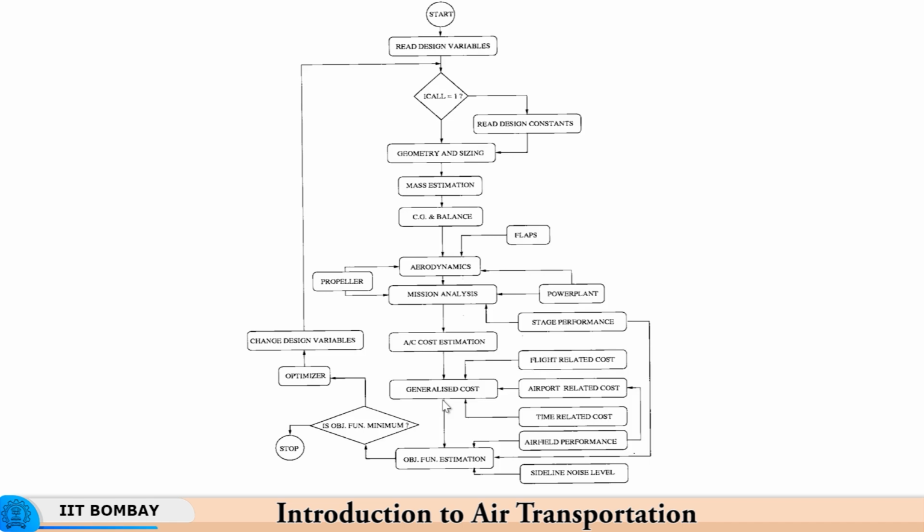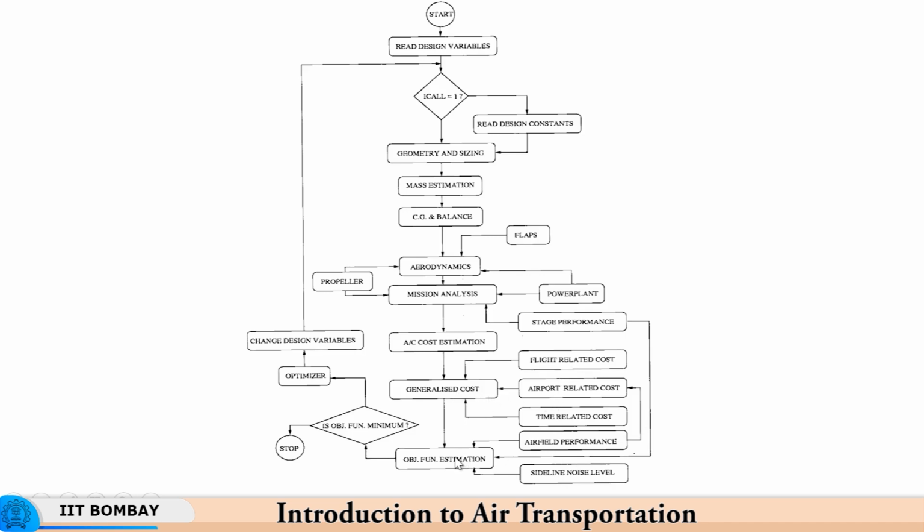Then, using the airfield performance calculations, noise level calculations, and also the costs from various segments, you calculate the objective function, which is the generalized cost of travel, and then you ask a question, is it minimum? Then you stop. If not, you invoke the optimizer. Optimizer will change design variables and send it back here.